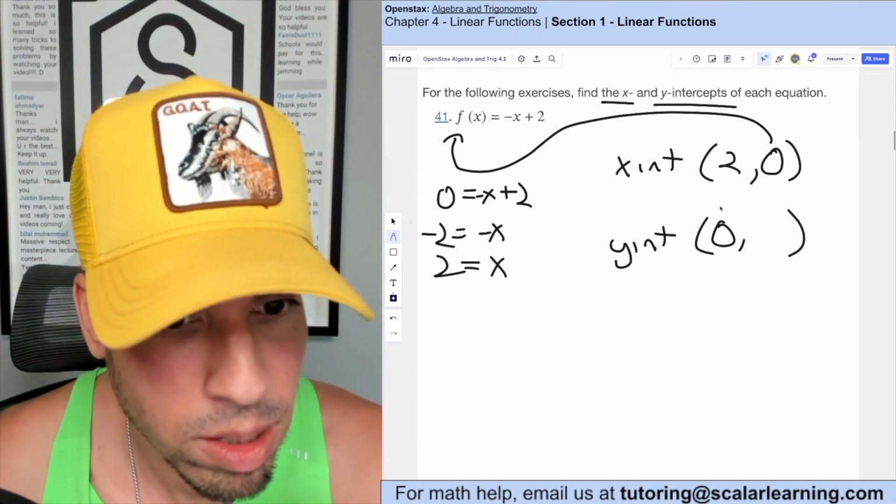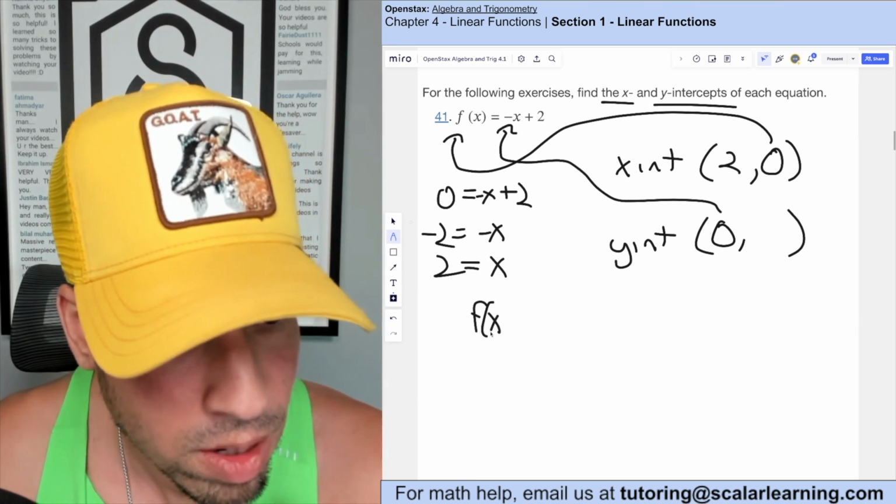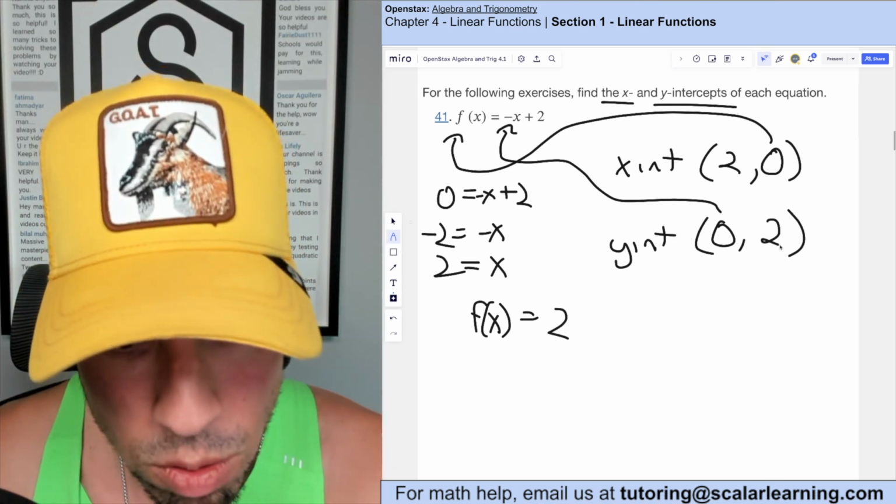Now what about my y-intercept? I'm going to plug 0 in for x, right? So f of x now equals 0 plus 2, which is just 2. So then my y-intercept is 0, 2.